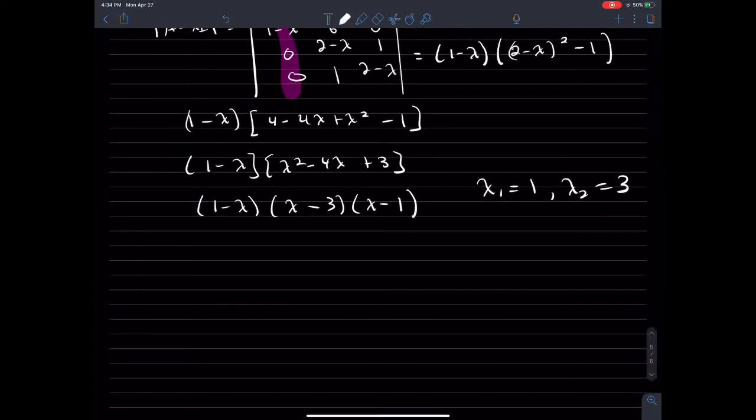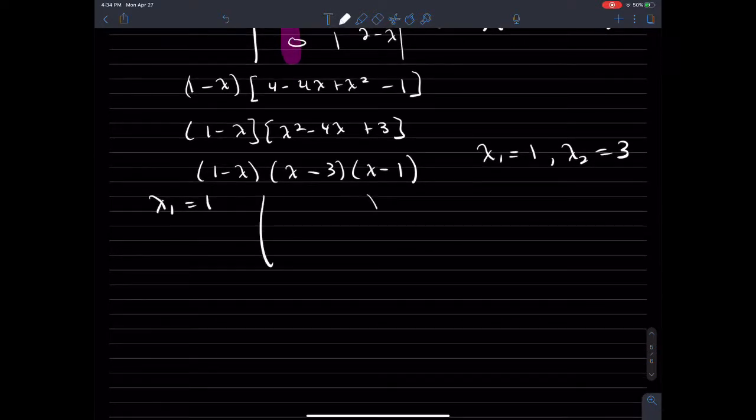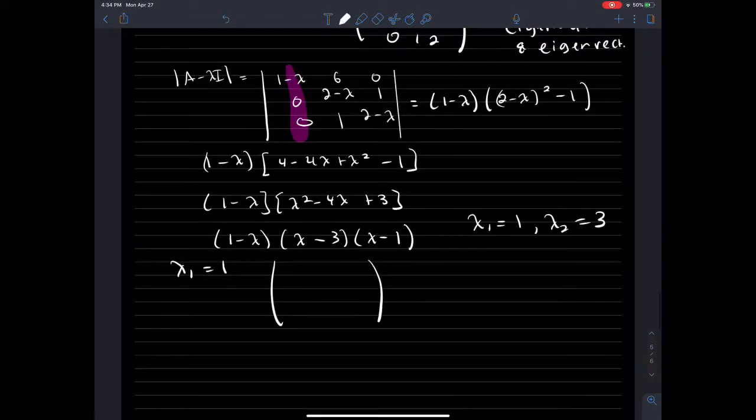Okay, so for lambda 1 equal to 1, we're going to plug it into that equation that we just got. So we plug 1 into all these lambdas, here, here, and here, to get a new matrix to find the eigenvectors. So 1 minus 1 is 0, 0, 0. 6, 2 minus 1 is 1, 1, 0, 1, 1.